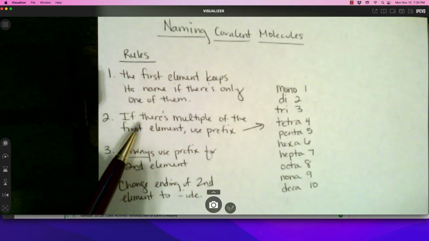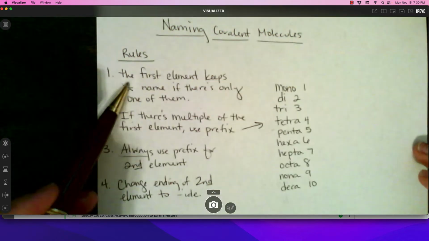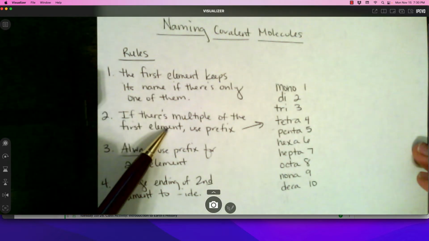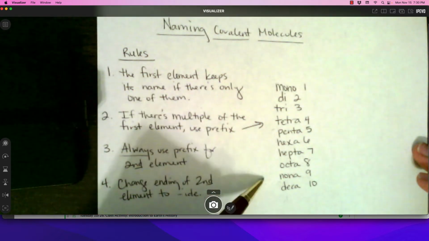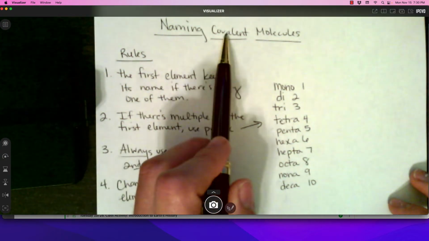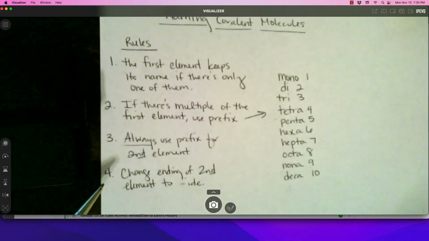If there's multiple of the first element, you need to use the prefix. So these are opposites of each other. If there's only one, it gets to keep its name. If there's multiple, then you use these prefixes. These prefixes are only used for covalent molecules. They are not used for any other type of bonding. Ionic, metallic, no. Only covalent.